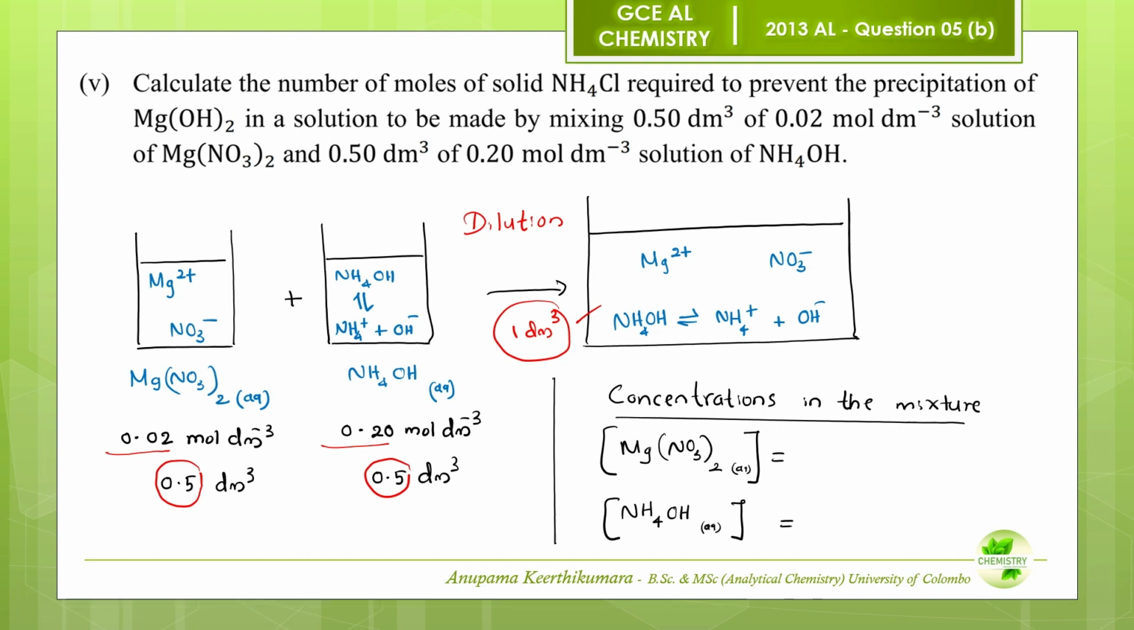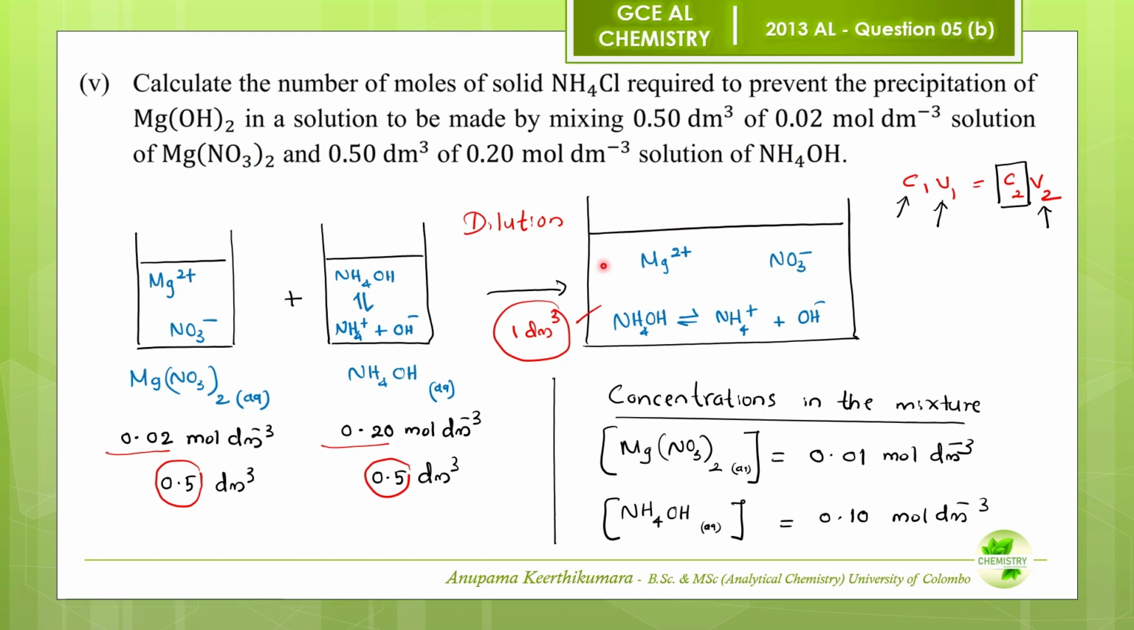We can write magnesium nitrate concentration 0.01 moles per cubic decimeter. Then ammonium hydroxide concentration 0.10 moles per cubic decimeter. All students, you can calculate this using the dilution equation, C1V1 equals C2V2. What you need to calculate is the C2 or the final concentration. We know the initial concentration, then initial volume as well as final volume.